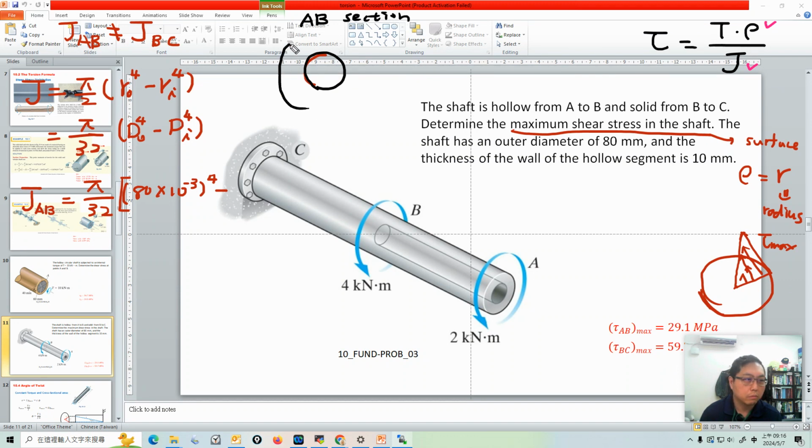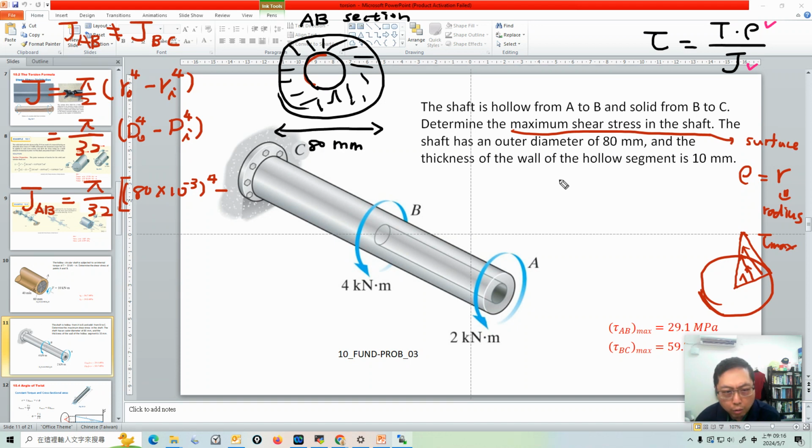Maybe it's not a perfect circle, but you understand it. The diameter is 80 millimeters, and they say the wall of the hollow segment is 10 millimeters. Let me check the wall of the hollow segment. Let me see what AB is. It's 60.